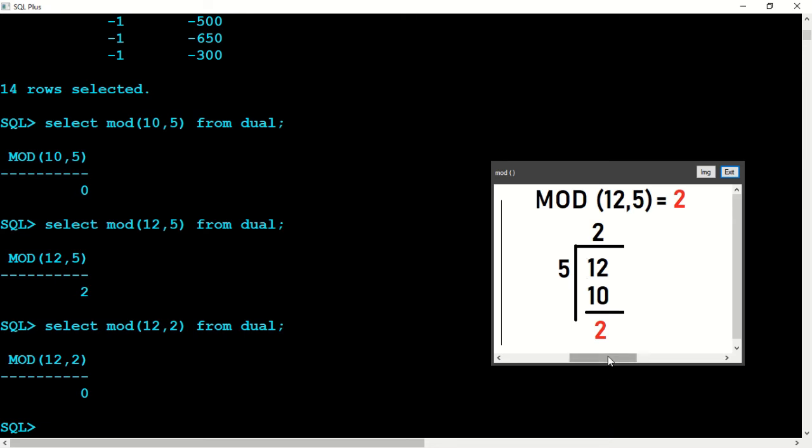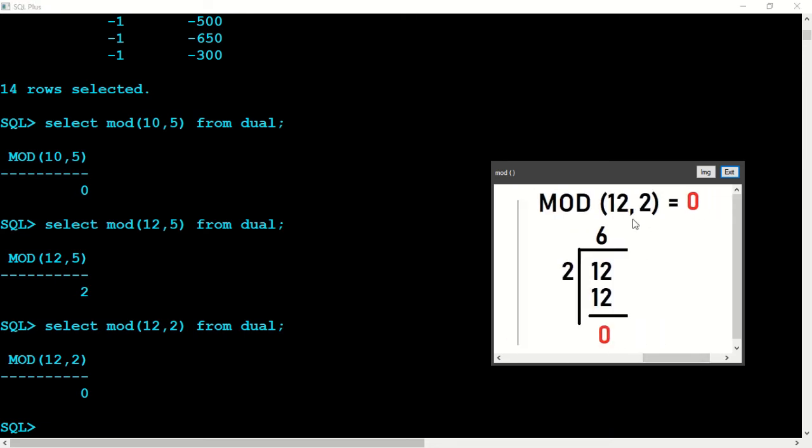Or in other words, we can say 12 mod 2 means 12 divided by 2. 2 sixes are 12, right? 12 minus 12 becomes 0, and 0 is the output, so it is perfectly divisible by 2, or the remainder of 12, 2 is 0. So mod returns the remainder of a particular number divided by some number. So I can say mod of m, n. M is this and n is this.